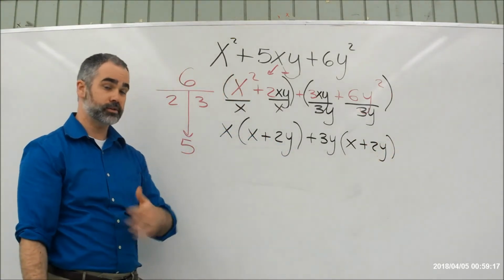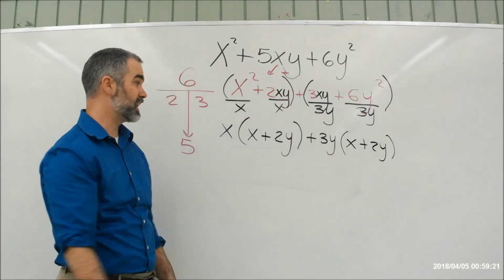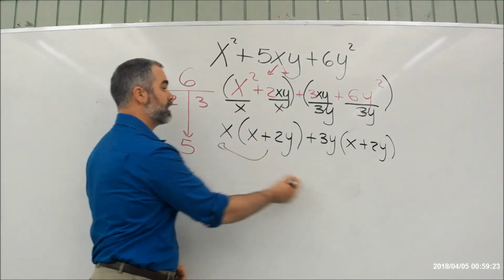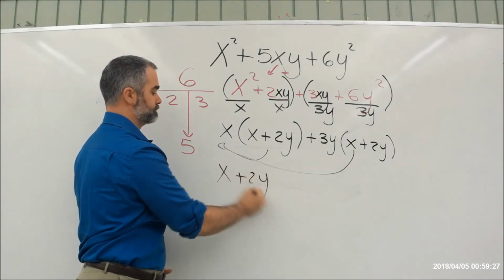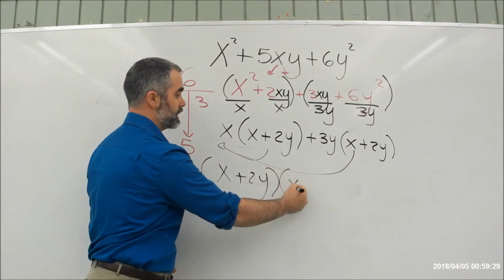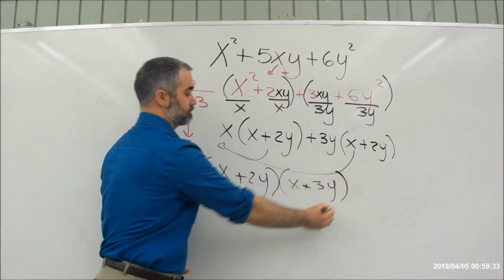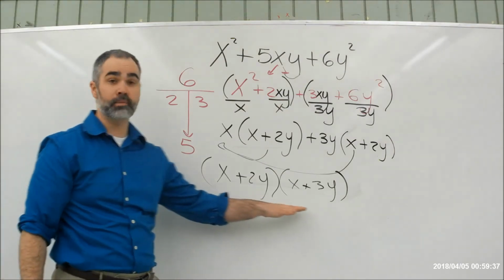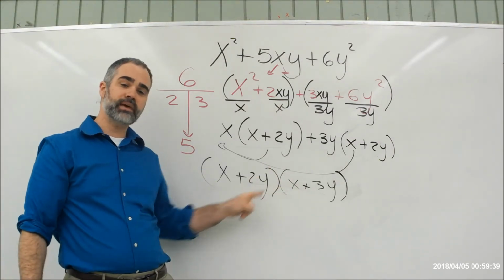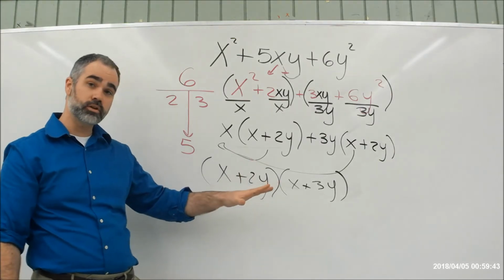Remember, whenever you're factoring, these two parentheses need to be the same, and they are, so we got it. We can factor out the entire parentheses, which gives you x plus 2y and x plus 3y. And you factored it. Again, as always, if you're nervous about a problem like this, multiply it back together with FOIL or double distribution. And make sure that you got this one right.